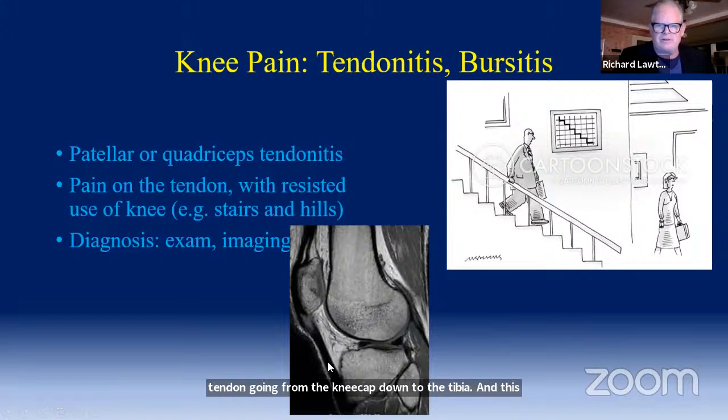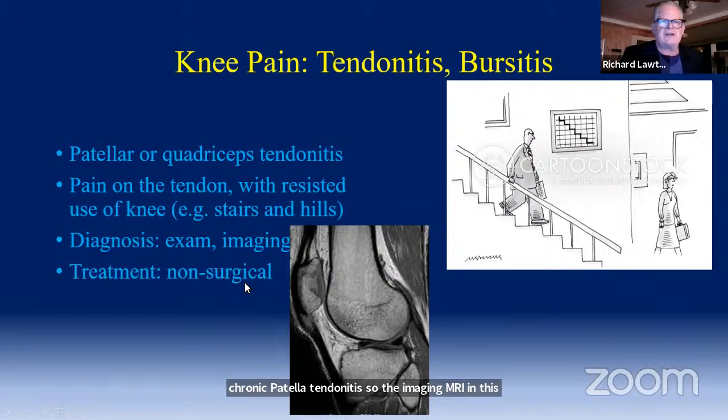And this black part of the tendon is normal. That's what you want it all to look like. And you can see this part of the tendon doesn't look like the rest of it. That's because it's chronically inflamed with chronic patellar tendonitis. So the imaging, MRI in this case, can be helpful in the diagnosis.